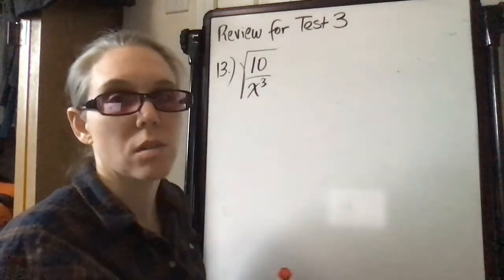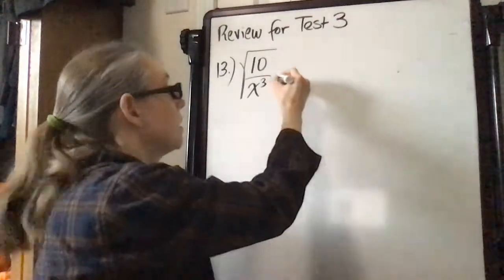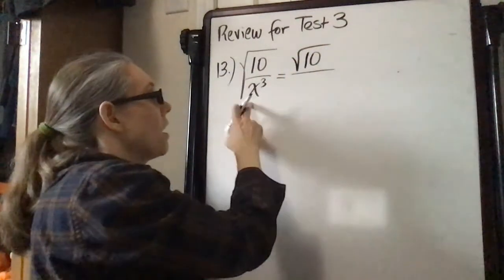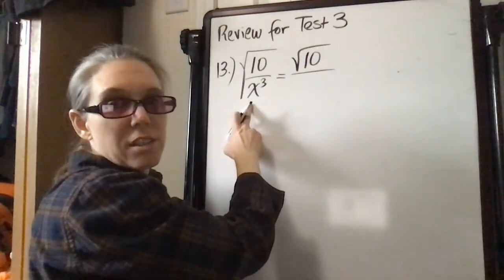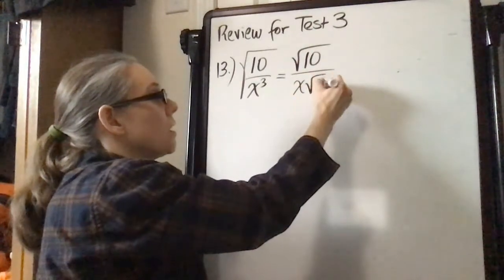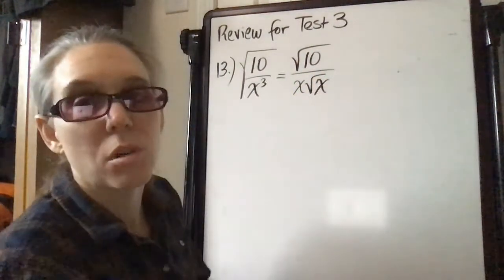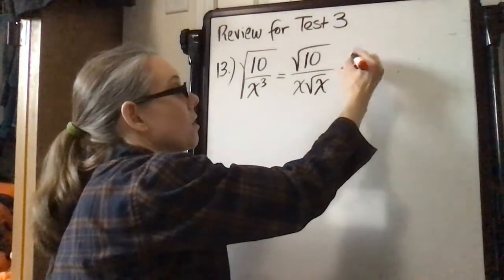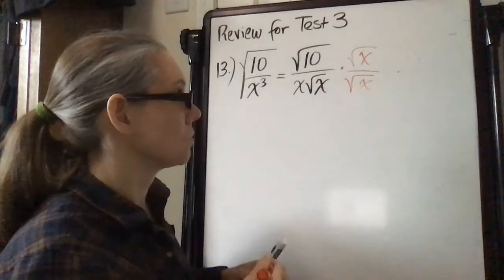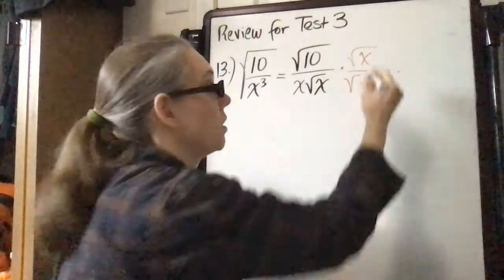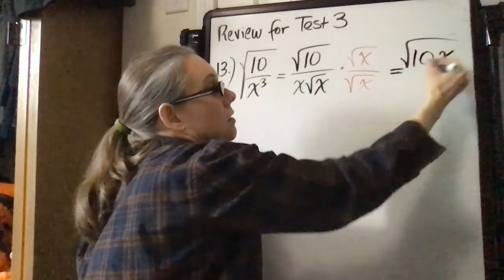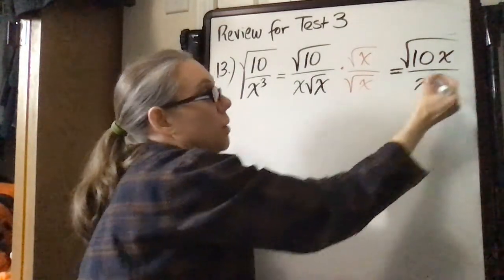Okay, so you want to split this into a numerator and a denominator, and the square root of x cubed you can simplify into x root x. And then you're going to multiply by root x over root x. So this gives you the square root of 10x over x squared.